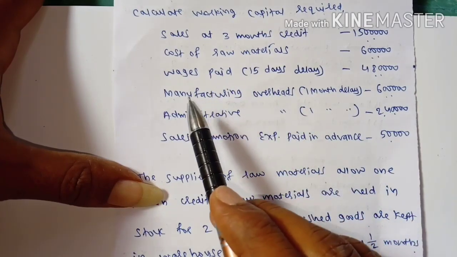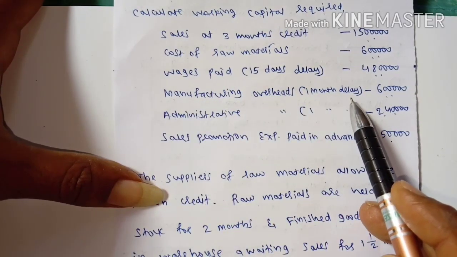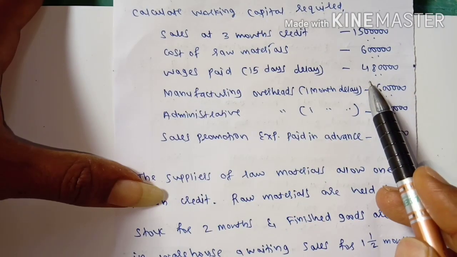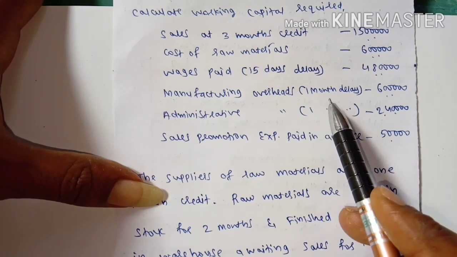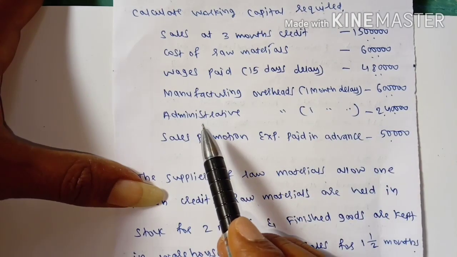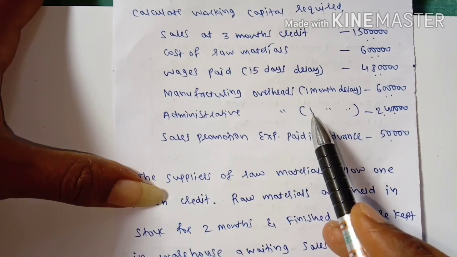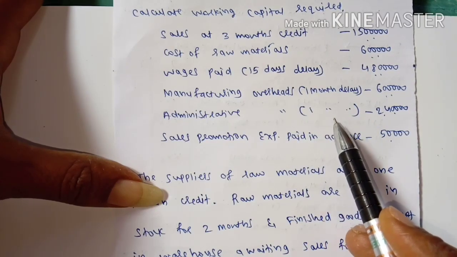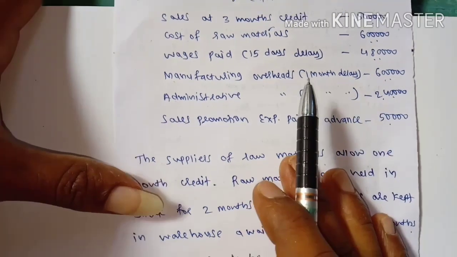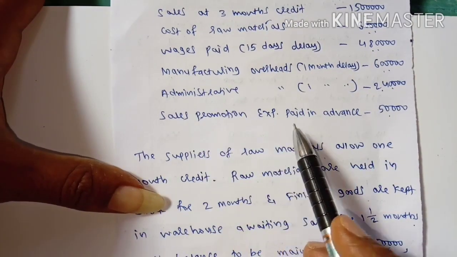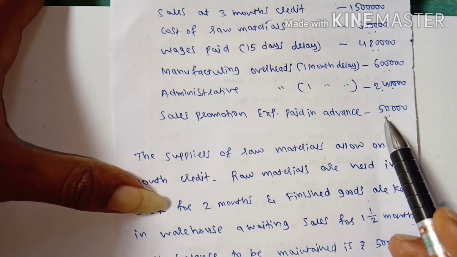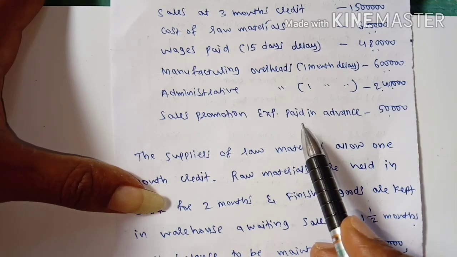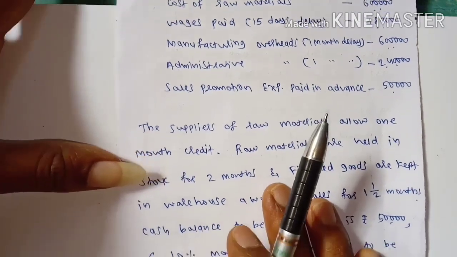Now manufacturing overheads 1 month's delay 6 lakh rupees. Whatever 6 lakh rupees manufacturing overheads are there, they are outstanding for 1 month. So next, administrative overheads 1 month delay. So administrative overheads are also outstanding for a period of 1 month. Next, sales promotion expenses paid in advance 50,000. Whatever sales promotion expenses are there, these are paid in advance. So it is 50,000.